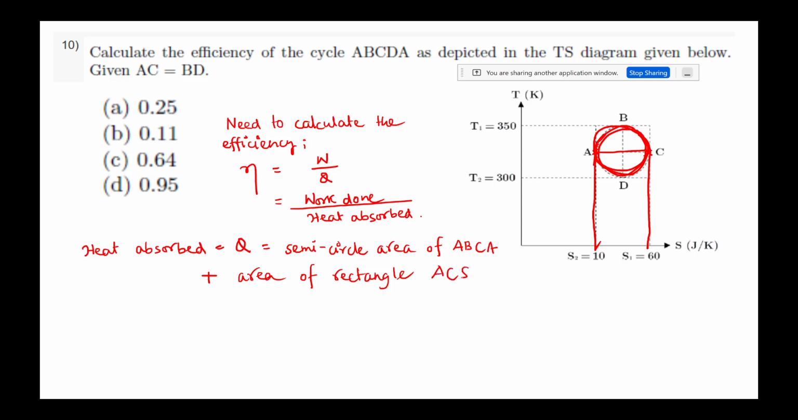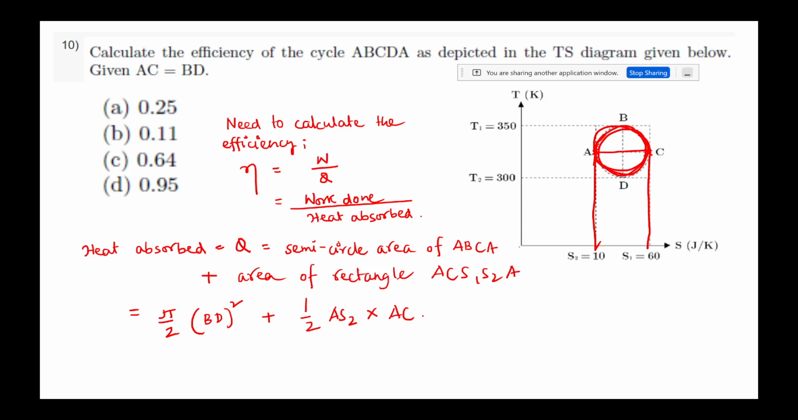So AC S1 S2A. Now for semicircle, this is pi by 2 BD whole square, right? You can take it from here also, like T1 minus T2 is 50, S2 minus S1 is 50 also, BD square plus area of rectangle, and this one will be half of AS2 times AC. Now what will be the value of AS2?